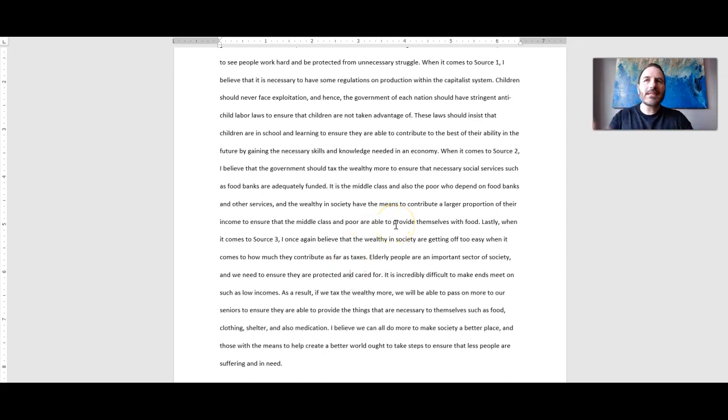We need to take care of the elderly better. We can do that through charging a higher tax rate to those who are wealthy. Let's face it, guys, if you make $15 million a year and you get taxed at 35% instead of 30%, you're probably going to be okay still, right? That's the argument that I'm trying to make here. So anyway, that is it for how to write paragraph 4.